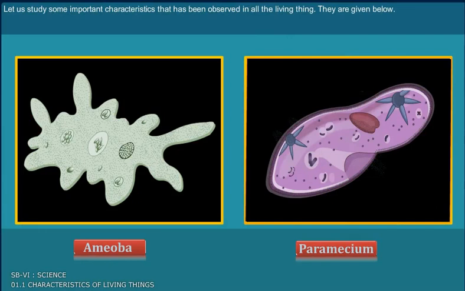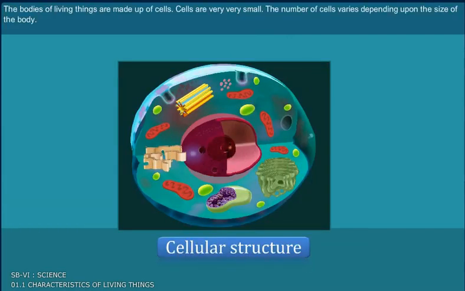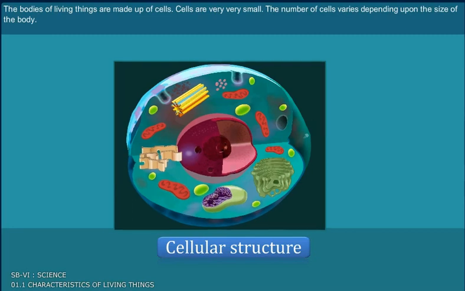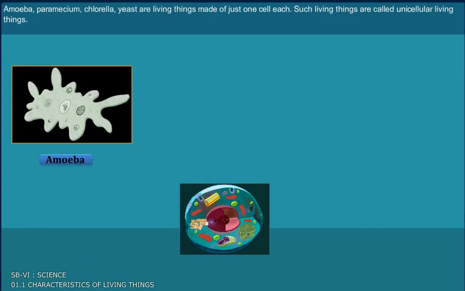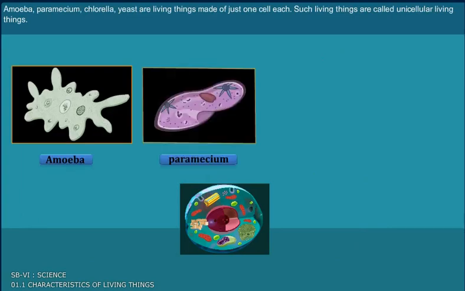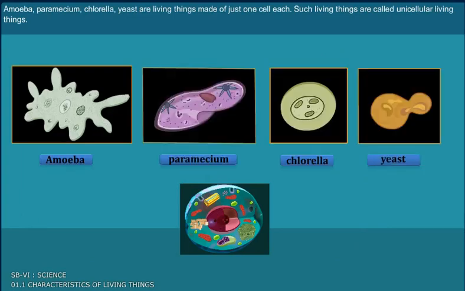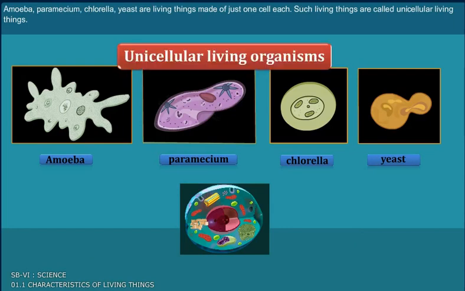They are given below. Cellular structure. The bodies of living things are made up of cells. Cells are very, very small. The number of cells varies depending upon the size of the body. Amoeba, paramecium, chlorella, yeast are living things made up of just one single cell. Such living things are called unicellular living things.